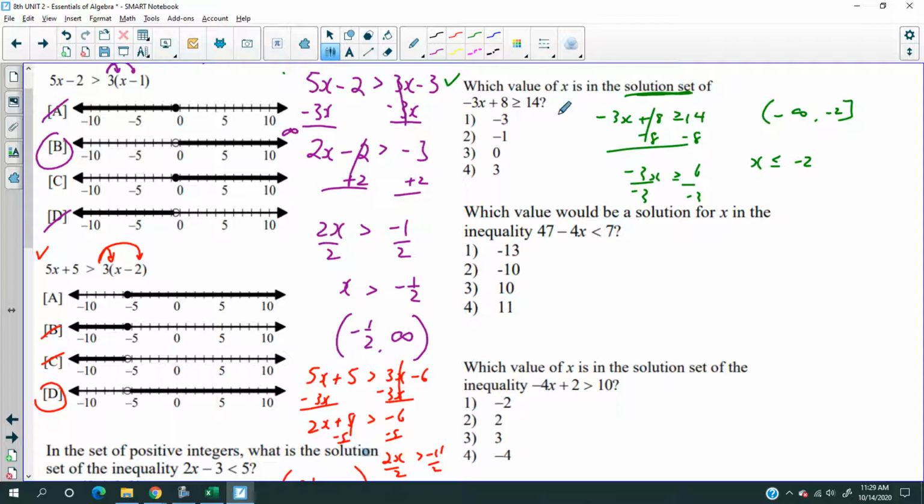The question is this: which one of these four choices would fit into this answer? Same thing, right? Which one of these numbers is less than or equal to negative 2? That's all it's saying. Which one? Yeah, the first one, right? Negative 3 is less than or equal to negative 2. The rest of these aren't. With that said, try the next two.